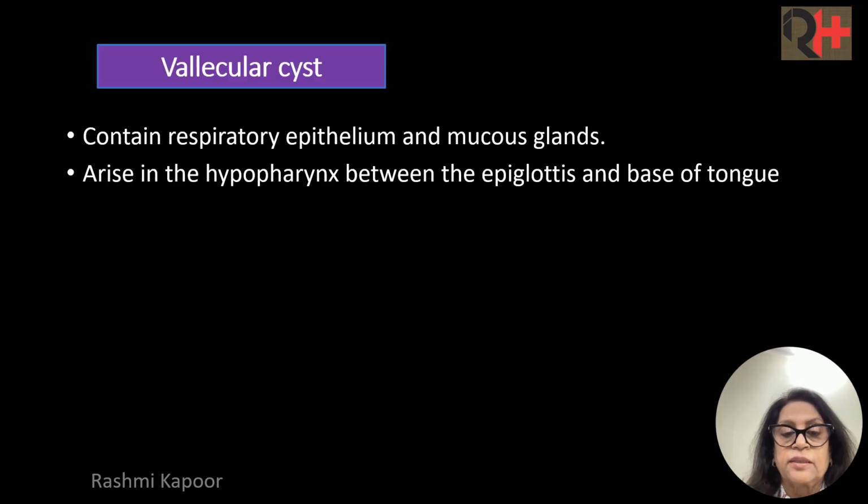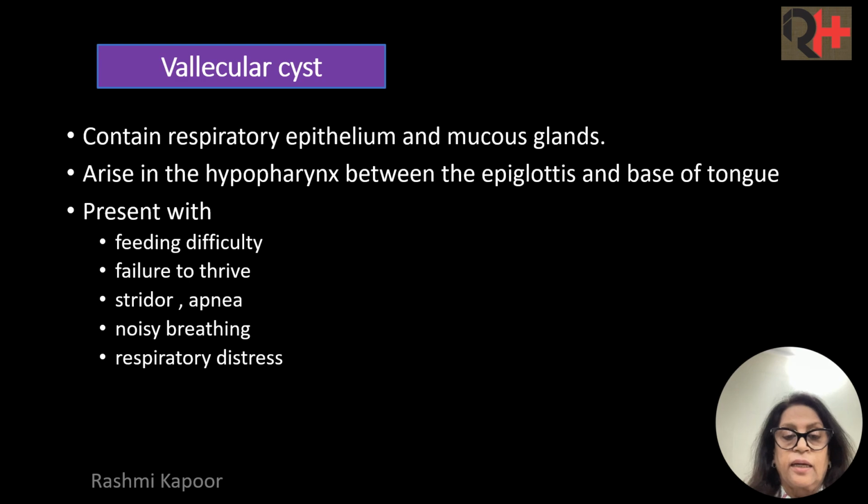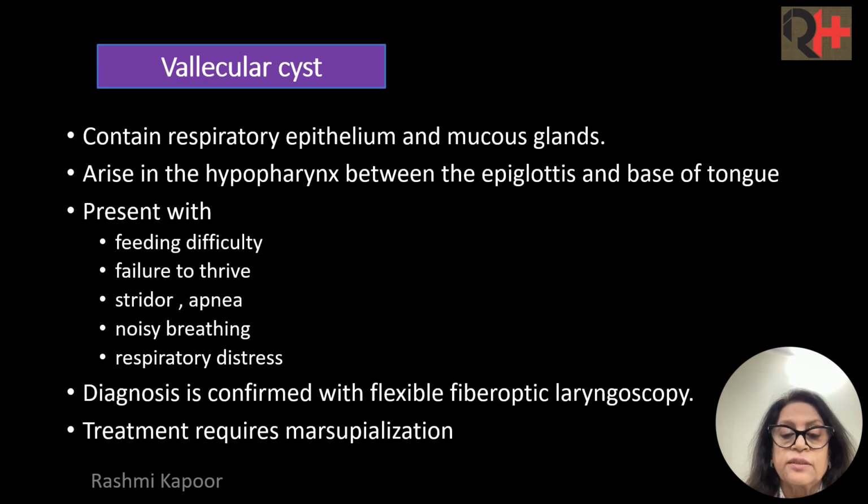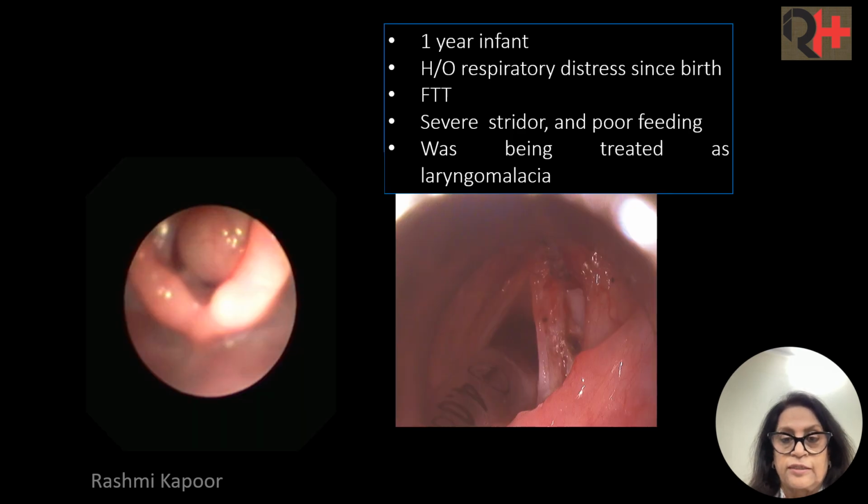So a vallecular cyst contains respiratory epithelium and mucous glands. They arise in the hypopharynx between the glottis and the base of the tongue. They present with feeding difficulty, failure to thrive, stridor, apnea, noisy breathing, or respiratory distress. Diagnosis is confirmed with flexible fiber optic laryngoscopy, and the treatment is marsupialization of the cyst.